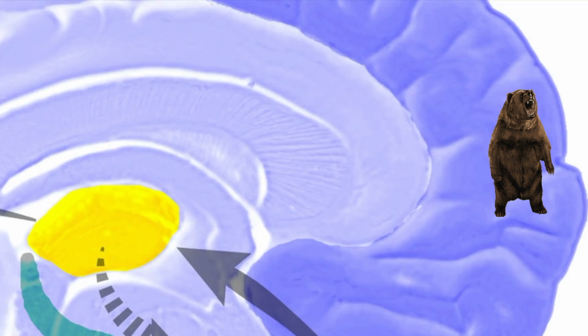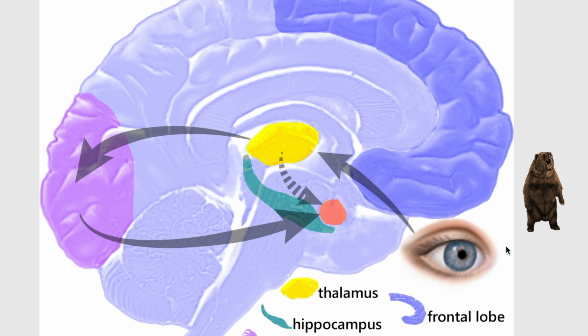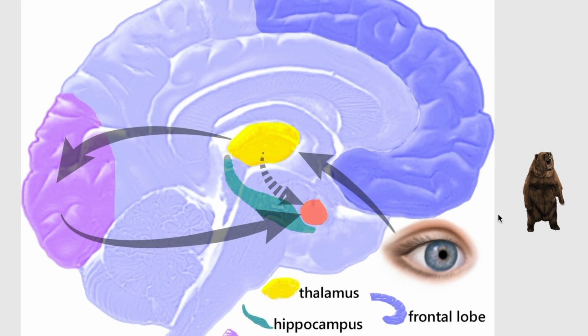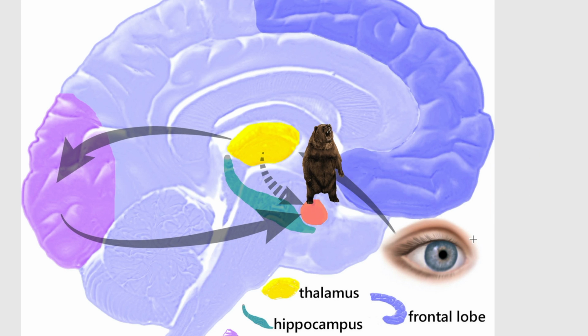But this takes a lot of time, like a couple of seconds, and in dangerous situations like a bear approaching us, we don't have a couple of seconds. We need to act fast, we need to run right now. That's why the information goes through our amygdala. This is the center part of our brain, and this part is responsible for creating an affect.